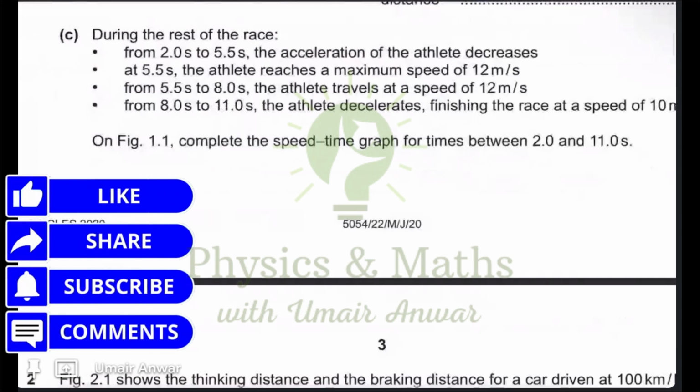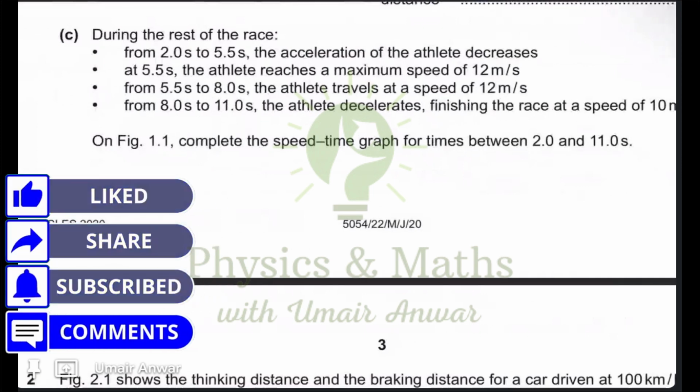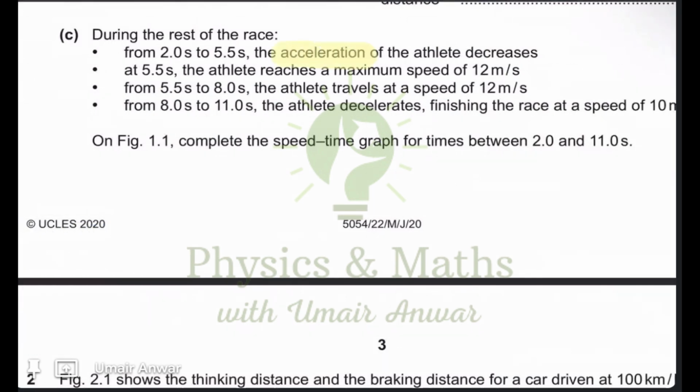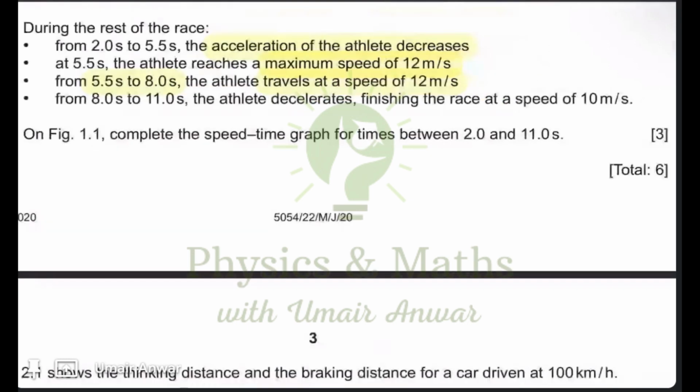Okay. The next part says during the rest of the race from 2 to 5.5 seconds, the acceleration of the athlete decreases. Now the acceleration is decreasing. At 5.5 seconds, the athlete reaches a maximum speed of 12 meters per second. From 5.5 to 8.0 seconds, the athlete travels at a speed of 12 meters per second. So the speed is not going to change for this interval, 5.5 to 8.0 seconds. From 8 to 11 seconds, the athlete decelerates, finishing the race at a speed of 10 meters per second. Okay.